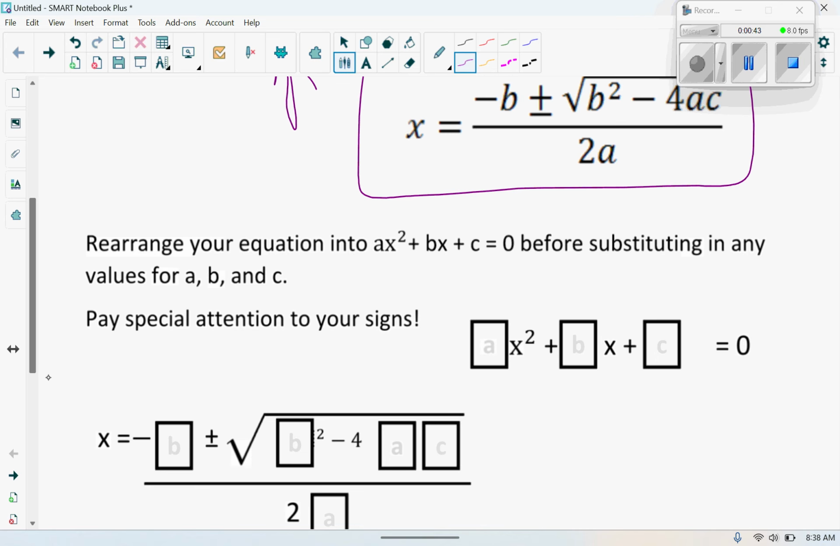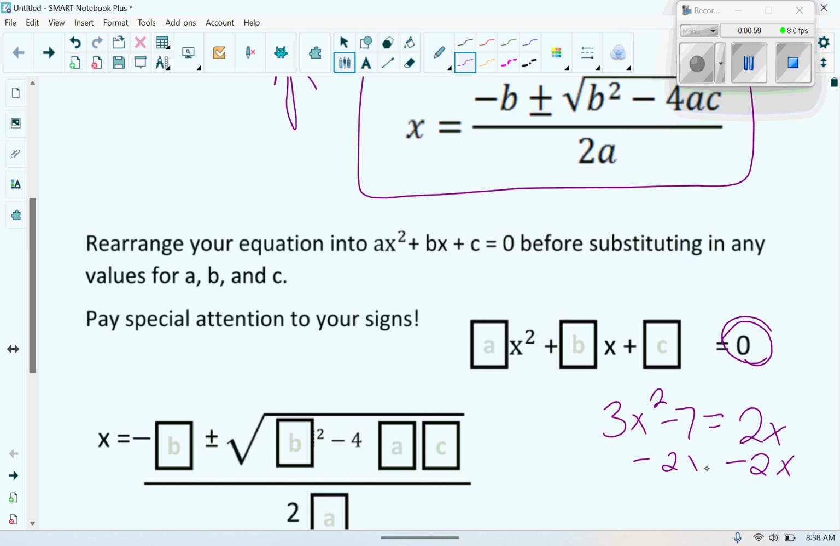Okay, so we're going to start off with the function 3x squared minus 7 is equal to 2x. As I said before, this needs to be set equal to 0. So my first job is subtracting that 2x over. So I'm going to get 3x squared, and I'm going to put it in standard form. So minus 2x minus 7 is equal to 0.